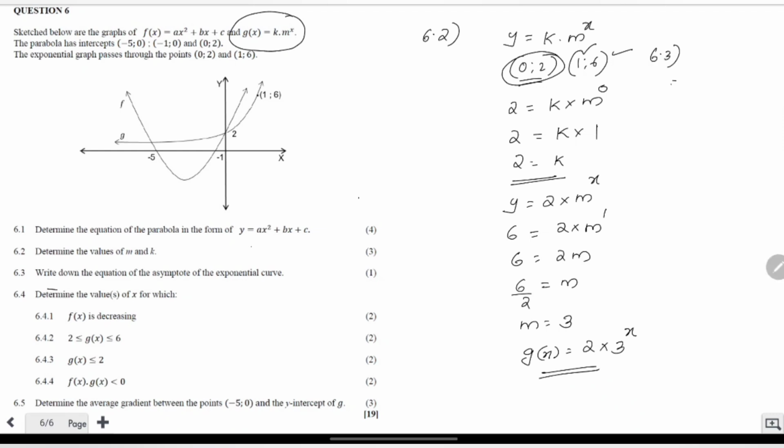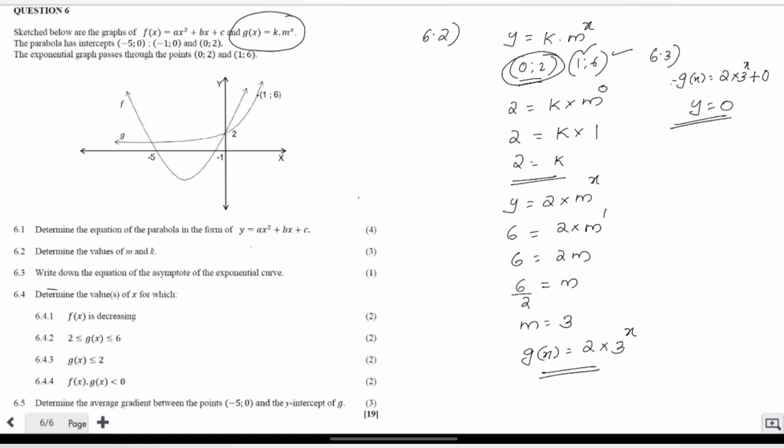Now 6.3, very simple question. What is that? Write down the equation of the asymptote. We already did that one. So g of x is equal to 2 times 3 to the power x is the equation. So what is the q value here? Since there is no number added, we can see that it is 0 here. So the value of q is 0, which means the equation of the asymptote, the horizontal asymptote, is going to start with y. Y is equal to 0 is the answer. Okay, so this is a 1 mark question. Y is equal to 0.